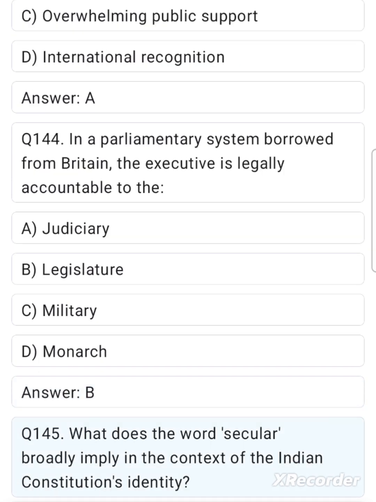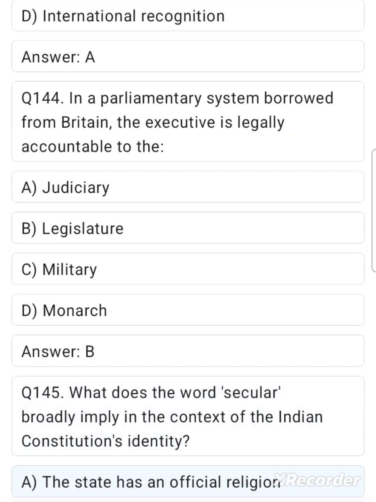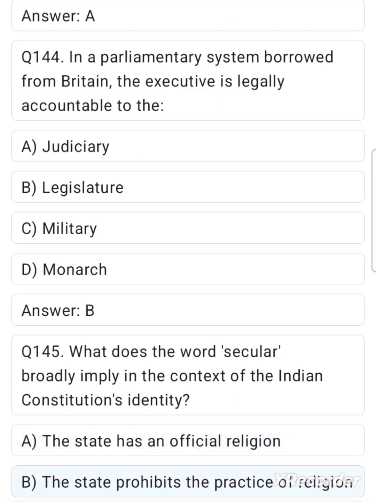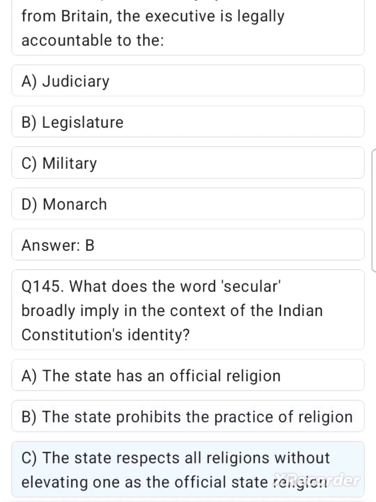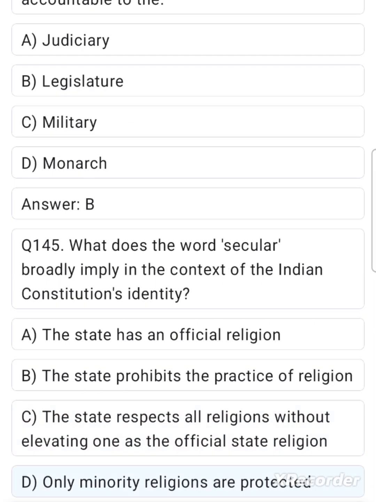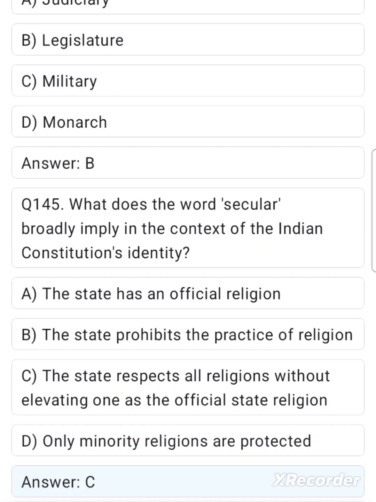Q145. What does the word secular broadly imply in the context of the Indian Constitution's identity? A. The state has an official religion. B. The state prohibits the practice of religion. C. The state respects all religions without elevating one as the official state religion. D. Only minority religions are protected. Answer C.